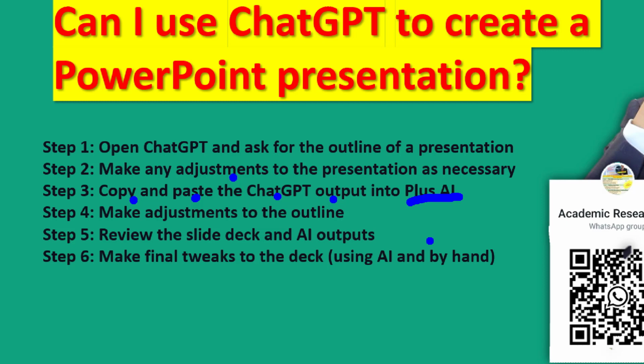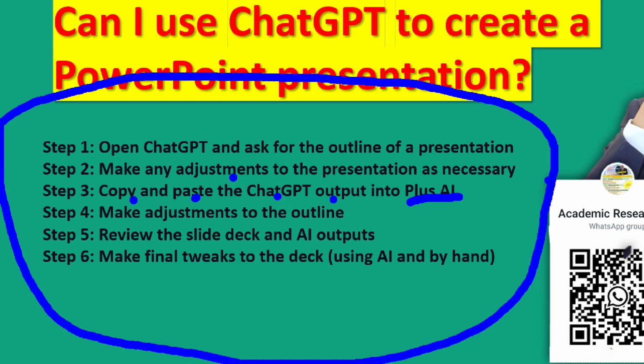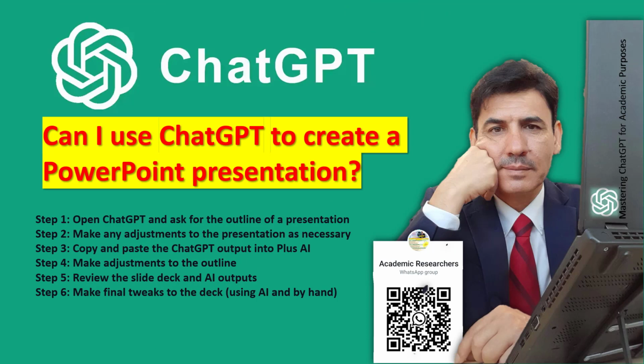Step number 4: make adjustments to the outline. Step number 5: review the slide deck and AI output, then make final tweaks to the deck using AI and by hand. These are the main steps we can follow to create a PowerPoint presentation from ChatGPT. Now we start practically with how we use ChatGPT.